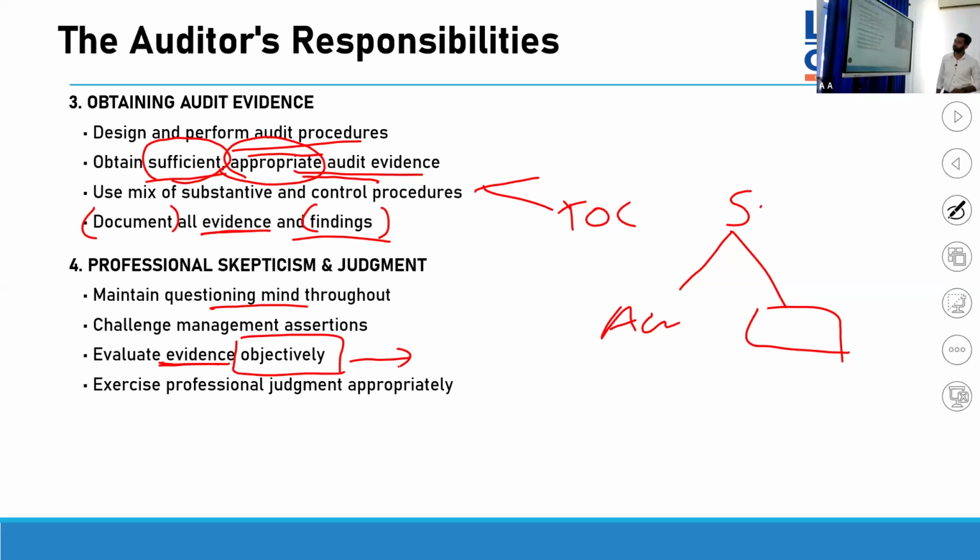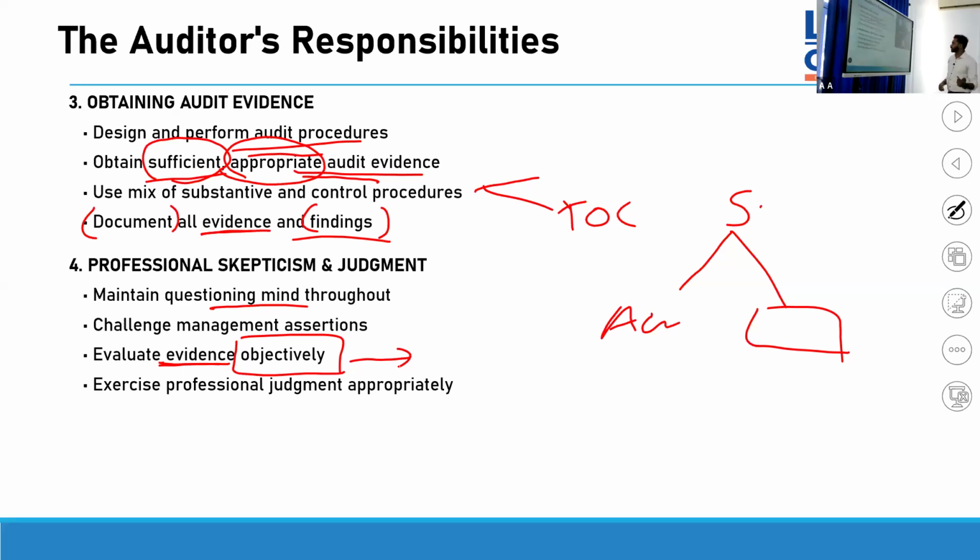Okay. Right. So please tell me how many ethical principles are there? Anyone? Hope you remember those things. 5. Very good. 5. Right.